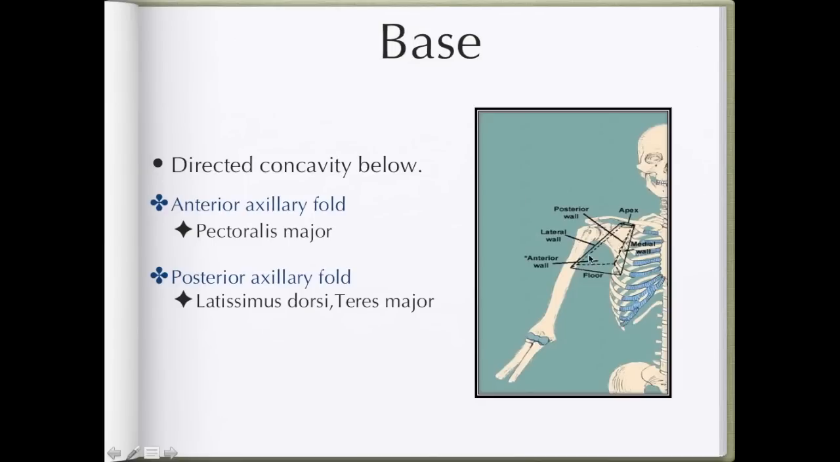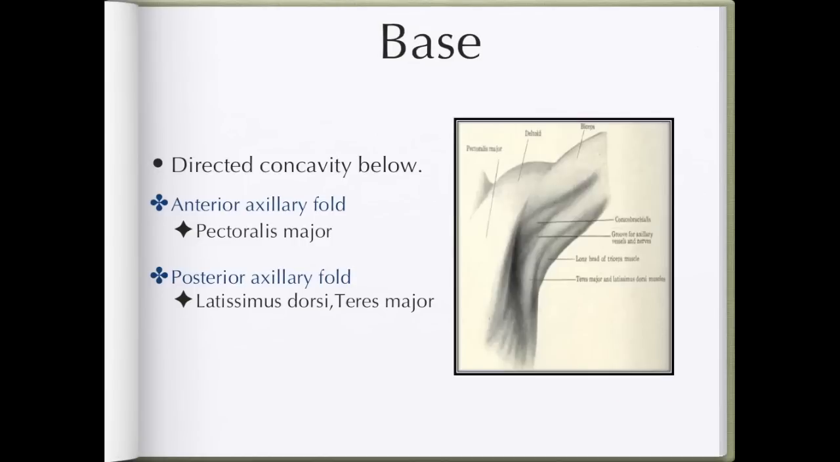The base or floor is here. It is concave and it has two folds, the anterior axillary fold and the posterior axillary fold. As you can see, it is concave. Here this is the anterior axillary fold and this is the posterior axillary fold. The anterior axillary fold is formed by the lower border of the pectoralis major muscle, the muscle present here in front, and the posterior axillary fold is formed by the latissimus dorsi muscle and teres major. Latissimus dorsi comes from the back and teres major is a muscle attached from the scapula.